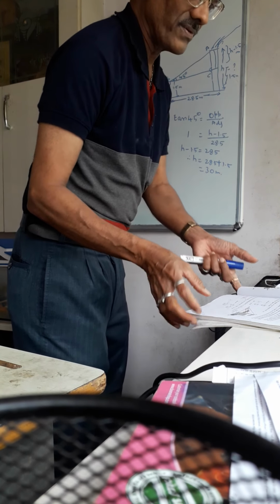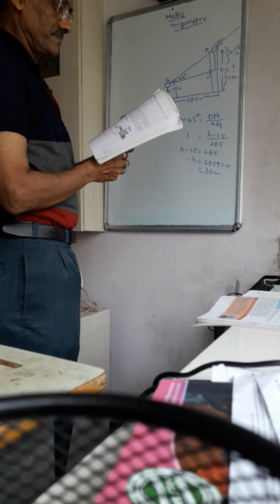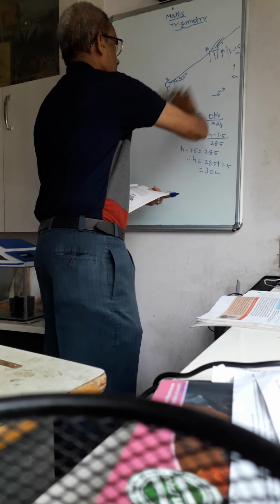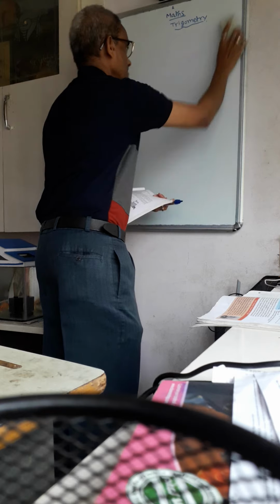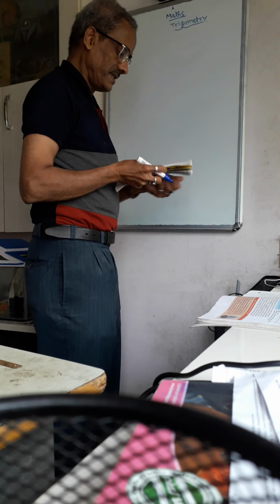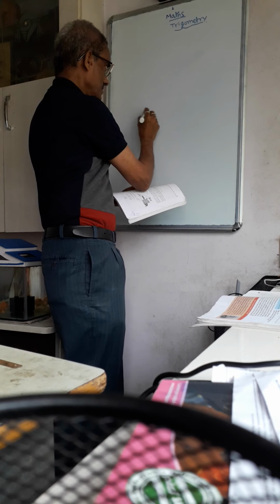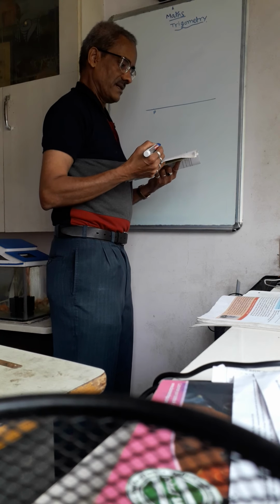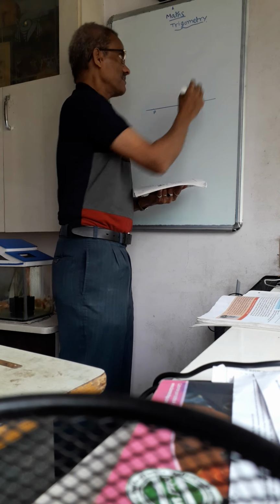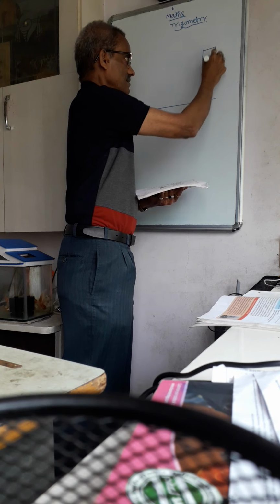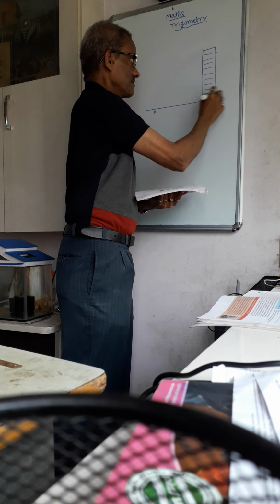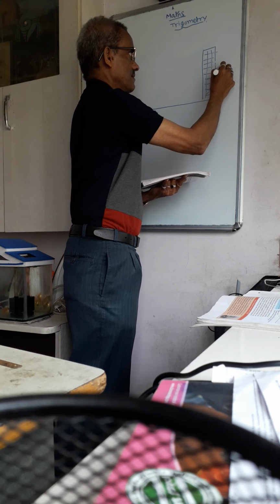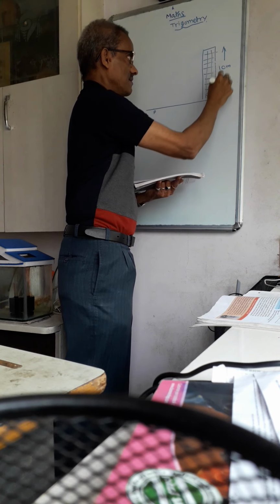Okay, now we will see one more sum. From a point P on the ground, the angle of elevation of the top of a 10 meter tall building is given. Let us say the building is there, and its height is 10 meter, as already given.